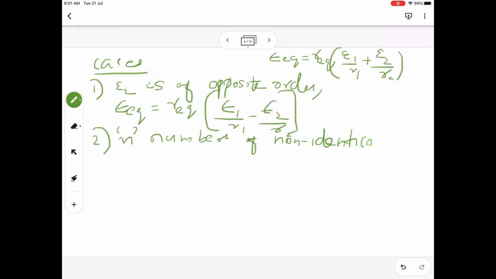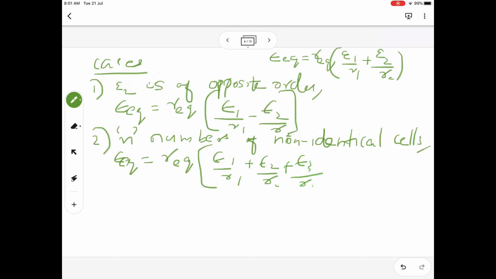Now the case of n non-identical cells. Then E equivalent will be R equivalent of (E1 by R1 plus E2 by R2 plus E3 by R3 plus E4 by R4 plus up to En by Rn). This is for n non-identical cells. And the corresponding 1 by R equivalent equation is 1 by R1 plus 1 by R2 plus 1 by R3 up to 1 by Rn.